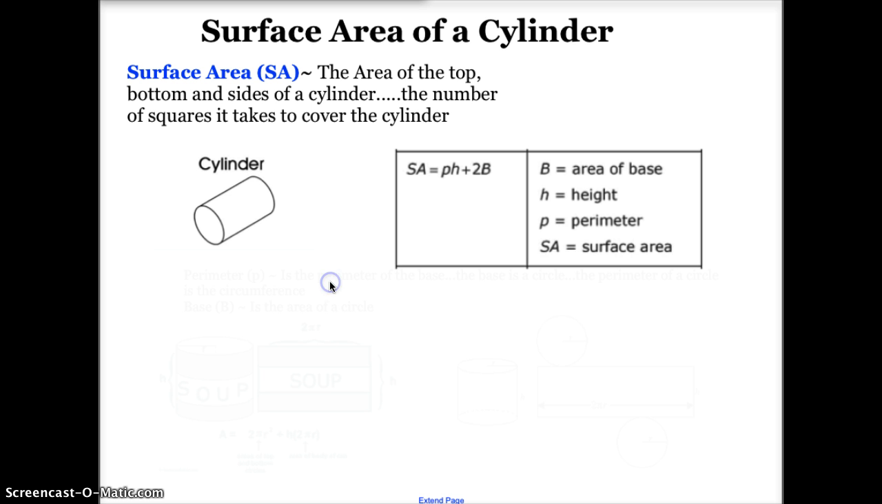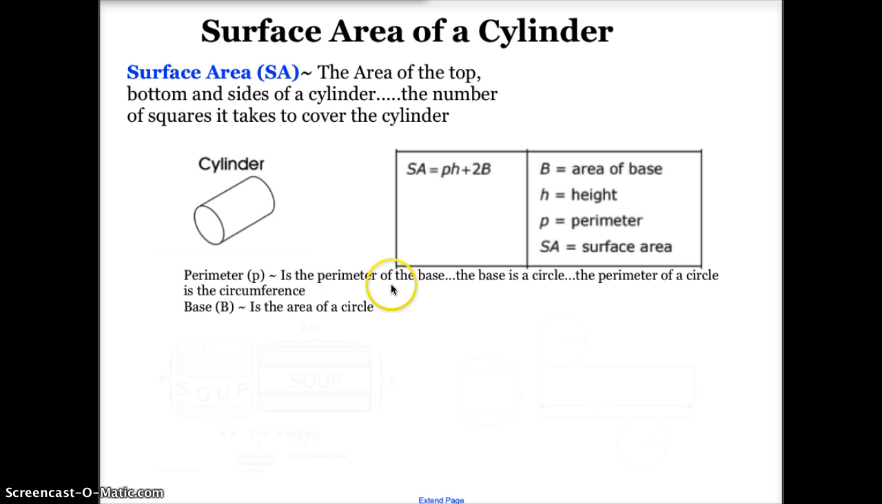P stands for the perimeter. And when I mean perimeter, I'm talking about the perimeter of the base. Well, the base of a cylinder is just a circle. And the perimeter of a circle is going to be its circumference. So P stands for the circumference of the base, or the circumference of the circle on the top or bottom.